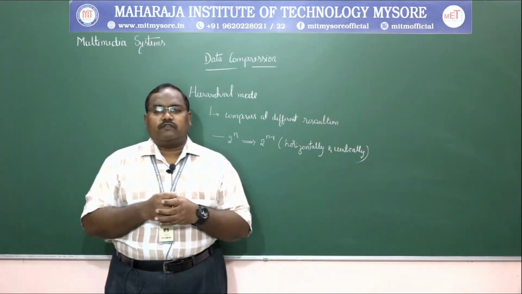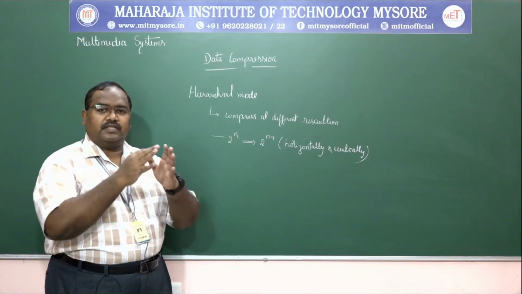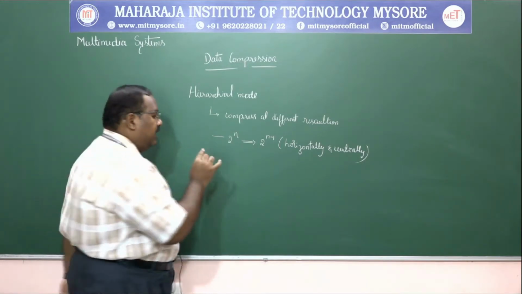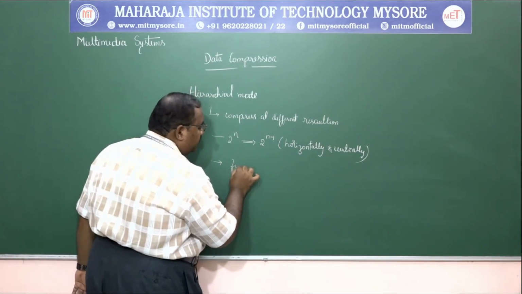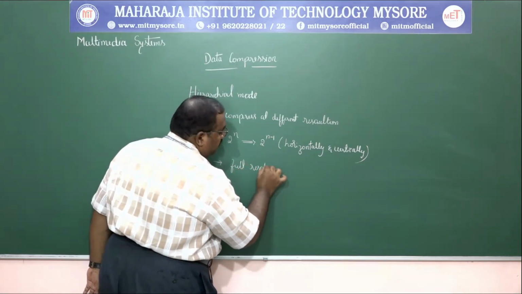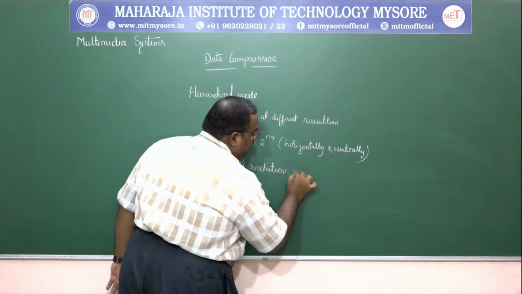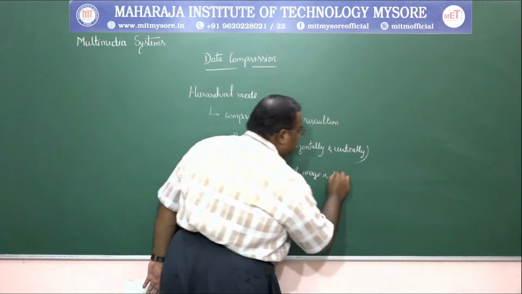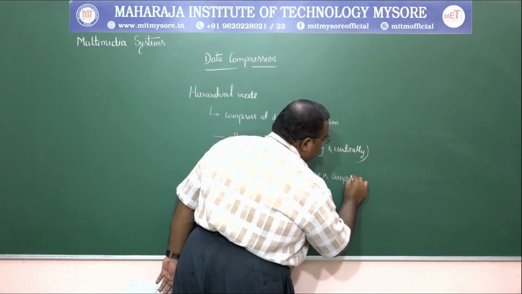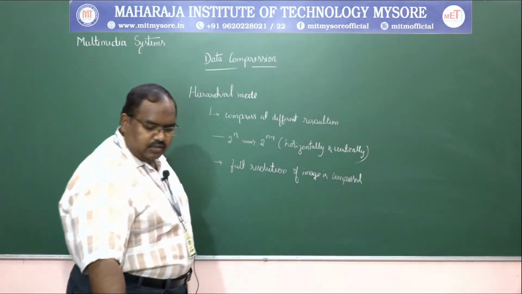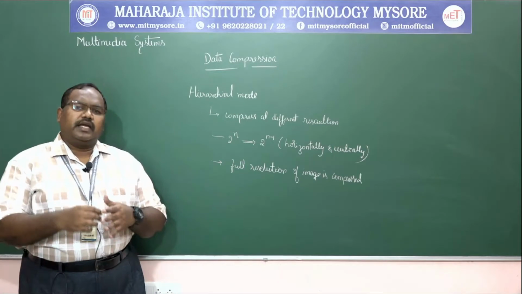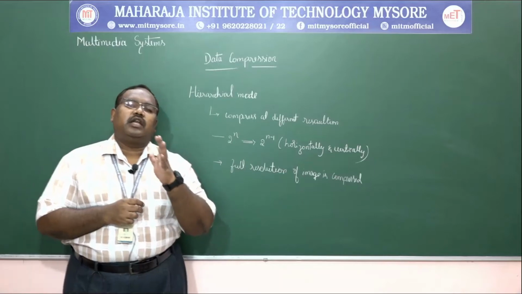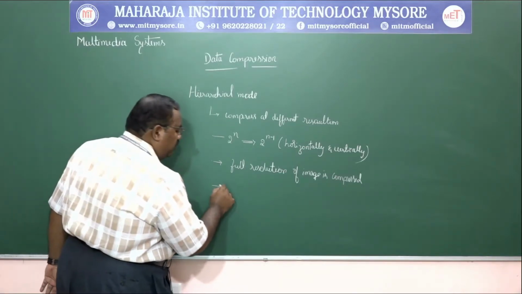until the full resolution of the image is completed. We continue this process until the full resolution of the image is compressed. So this is about the hierarchical mode. When we talk about hierarchical coding, it is computationally intensive and requires a considerable amount of storage space. This is one drawback we can say.